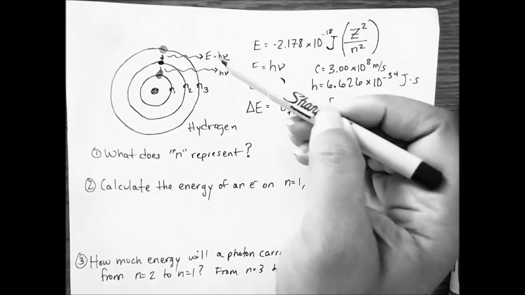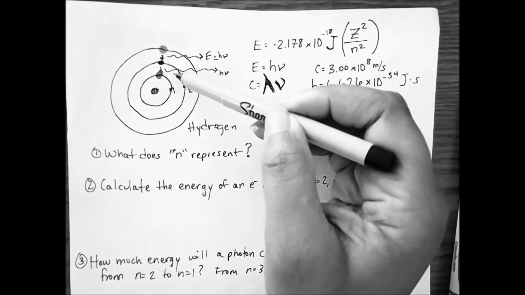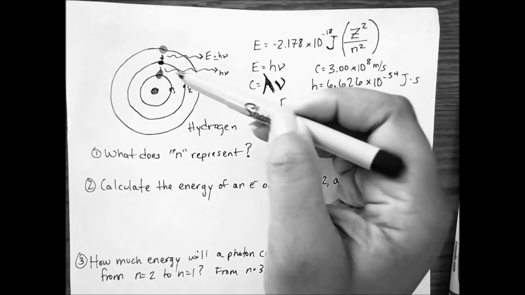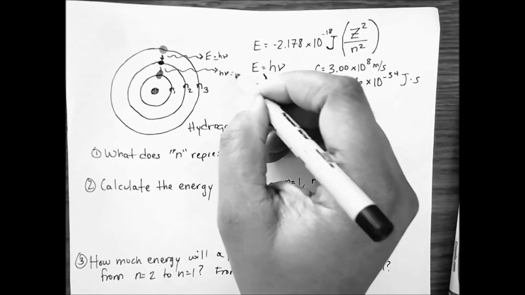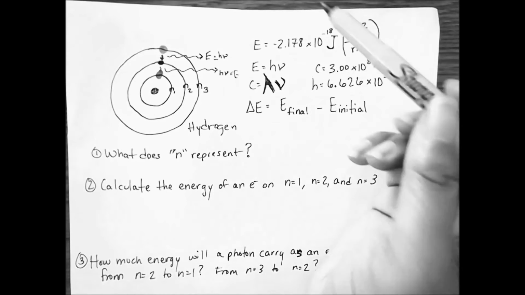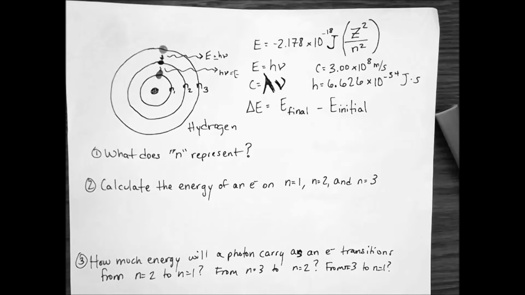You see that there's a little squiggly line, E equals HV right there. And then the electron going from the second ring to the first ring, I also have another little squiggly line, and that's HV equals E. Okay, so we'll talk about that in a little bit. And then I wrote all the equations and the constants that you need here. So the first question says, what does N represent?